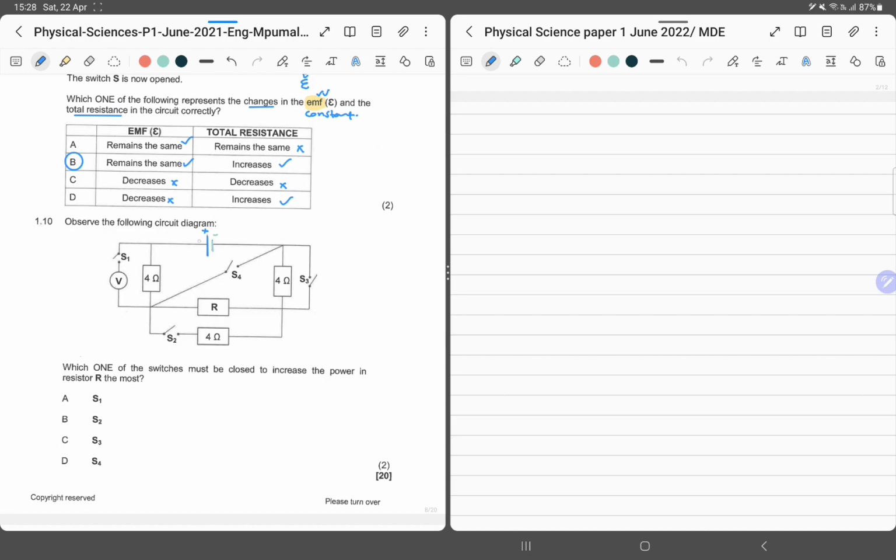So conventional current is from the positive terminal of our battery all through the circuit back to the negative terminal. But now we know that voltmeters in general, now remember here you need to be able to know certain things unless stated otherwise.